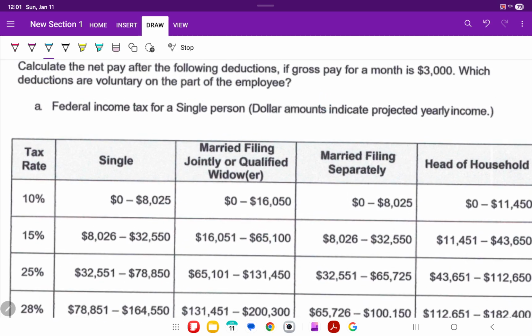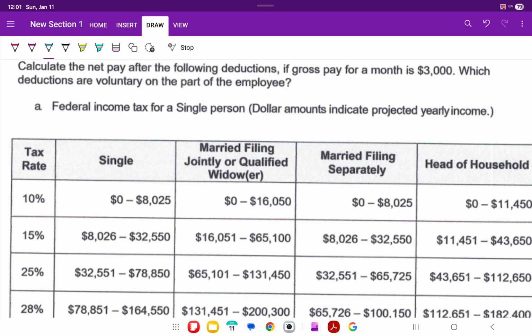But here we go. We're going to calculate the net pay after the following deductions. If gross pay for a month is $3,000, which deductions are voluntary on the part of the employee? So we have voluntary, and we have involuntary. So which deductions are voluntary on the part of the employee?